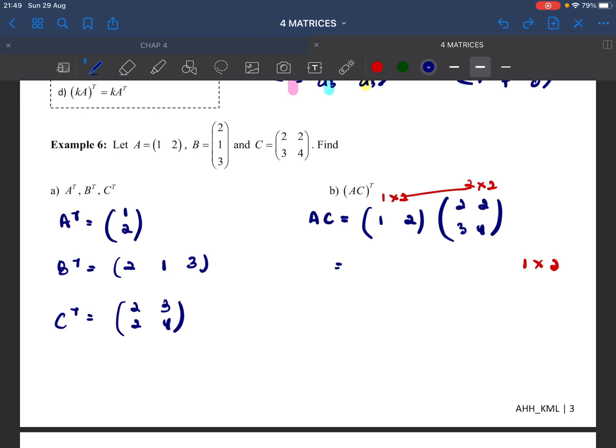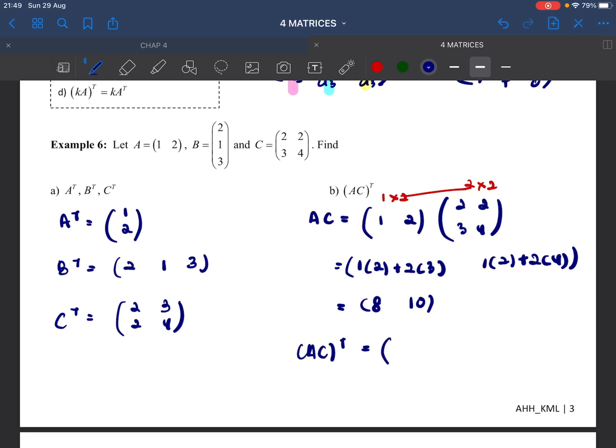Okay, so first row times by first column. So we will have 1 times 2 plus 2 times 3 and first row times second column. So 1 times 2 plus 2 times 4. So the answer here will be 8, 10. Okay, so the question asks for AC transpose. So we just transpose apa yang kita dah darabkan. That is going to be 8, 10.